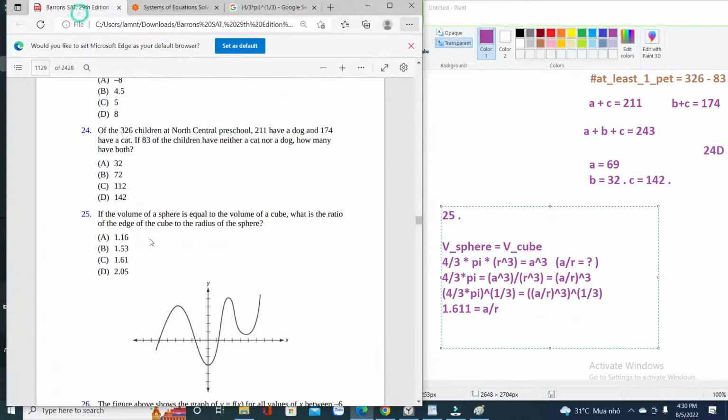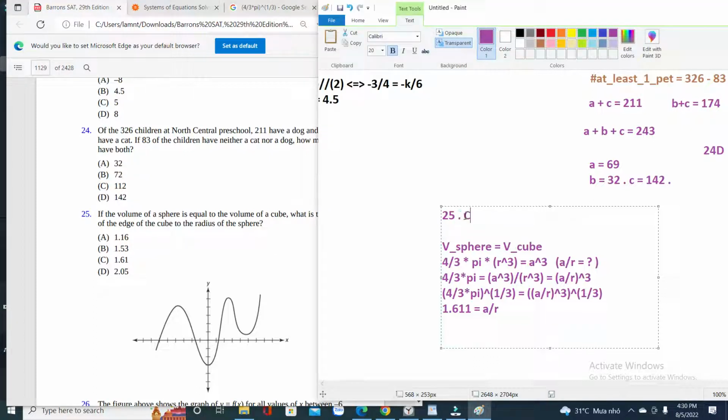So the answer in this case should be C, right? Should be C. Okay.